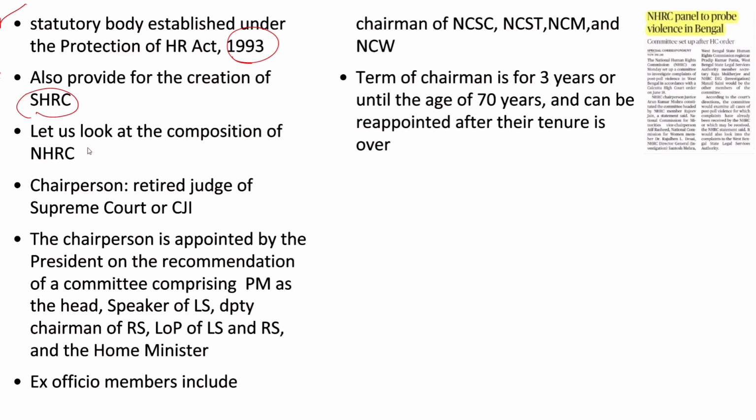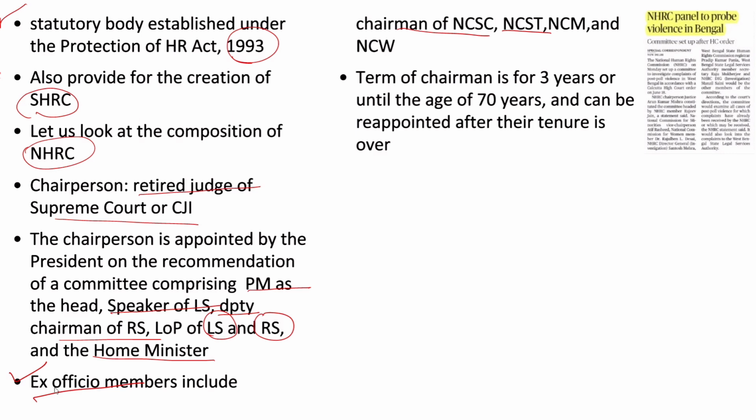Let us now have a look at the composition of the National Human Rights Commission. The chairperson of the NHRC is a retired judge of the Supreme Court or the CJI. The chairperson is appointed by the President on the recommendation of a committee comprising the Prime Minister as the head, Speaker of the Lok Sabha, Deputy Chairman of the Rajya Sabha, Leader of the Opposition of the Lok Sabha and Rajya Sabha, and the Home Minister of India.